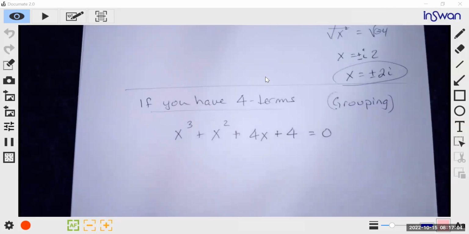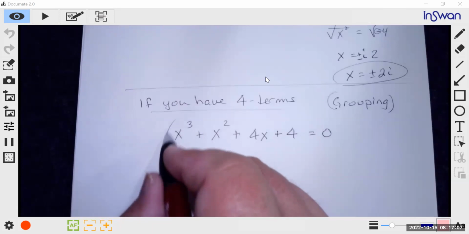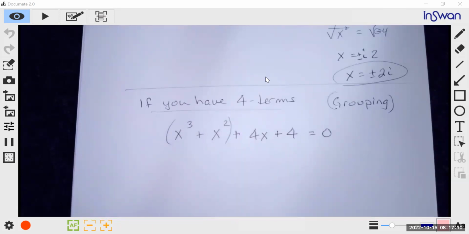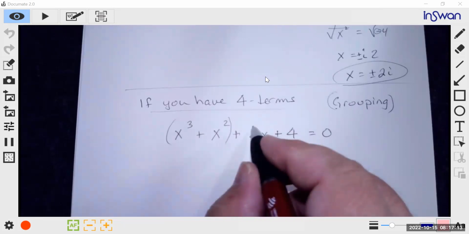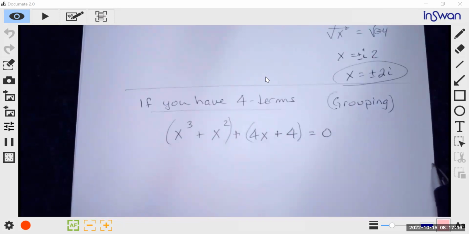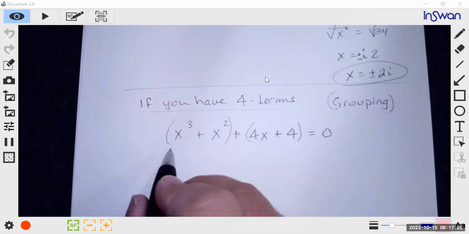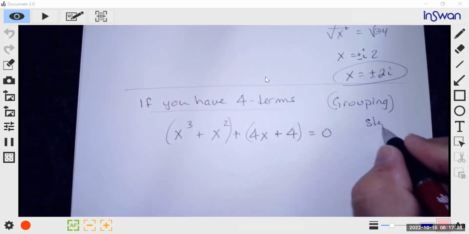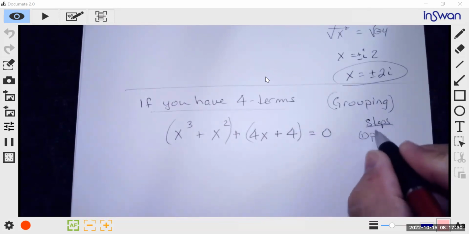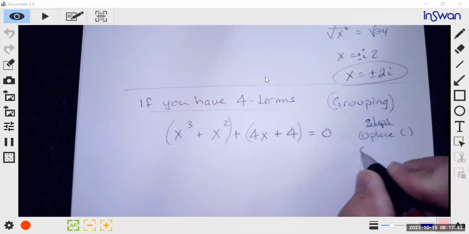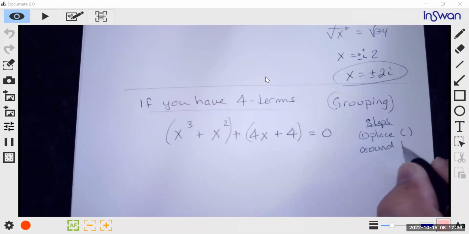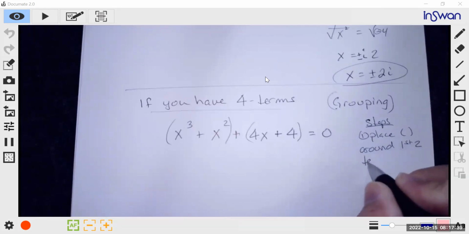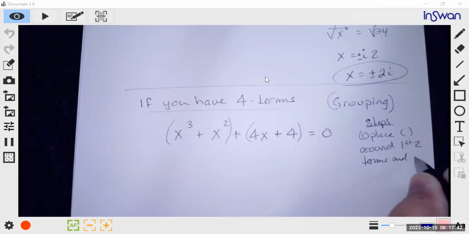The method of grouping is take the first 2 terms, put them in parentheses. Since the middle term is a plus, you don't have to include it. Just put the second 2 terms in parentheses. Place parentheses around the first 2 terms and second 2 terms.